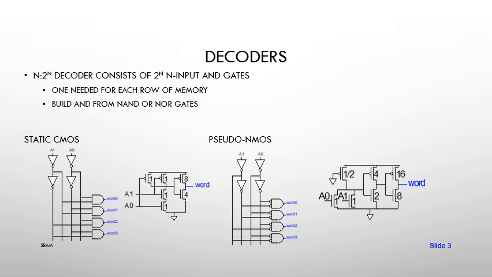Built from NAND or NOR gates. We are using these to build NAND or NOR gates. Here we are using static CMOS and pseudo NMOS is shown here. Static CMOS means the same input is given to both sides, and pseudo NMOS means it has an inverter section. This shows how the implementation is followed in the decoder.